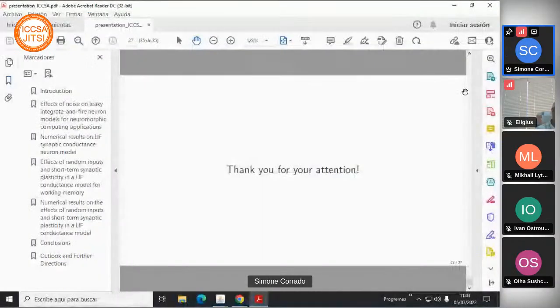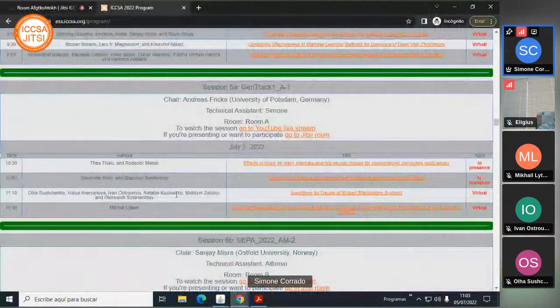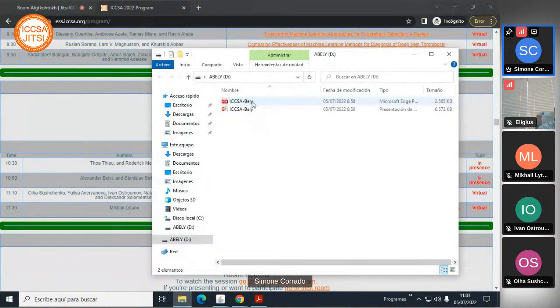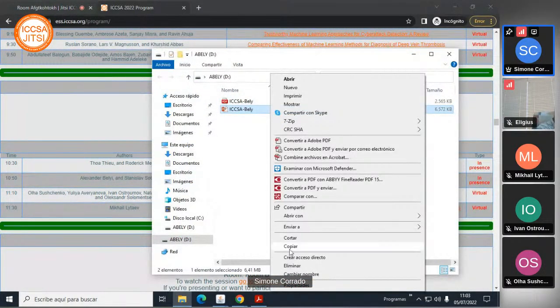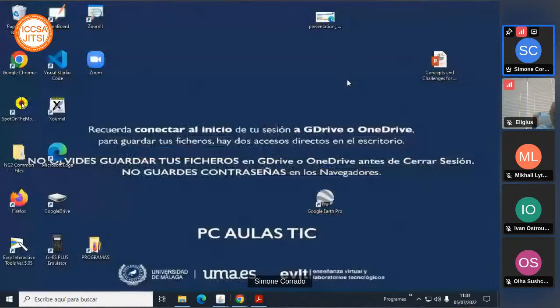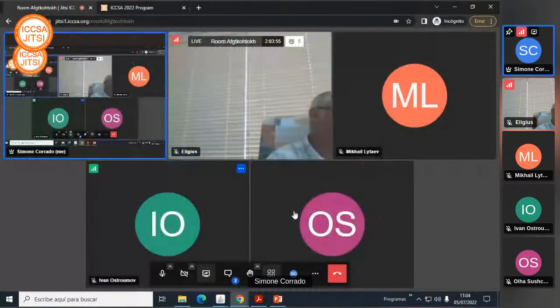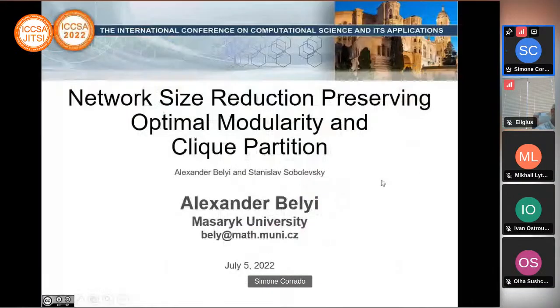Absolutely. Thank you very much. Thanks. Okay. Thank you, Roderick, again. And we'll have the next presentation from Alexander. It's about network size reduction preserving optimal modularity and clique partition, and this work is from Alexander Belyi and Stanislav Sobolevsky. Perfect. Then, Alexander, the stage is yours.